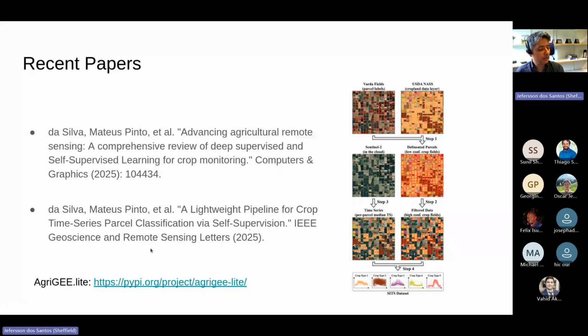So basically what we do here is we use publicly available information about agriculture, and we combine this with the European Space Agency's service to collect Sentinel data and create a data set so you can analyze and train your models. So yeah.